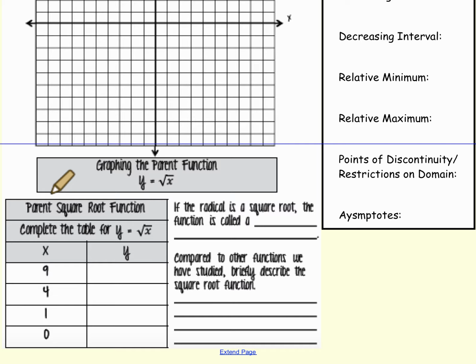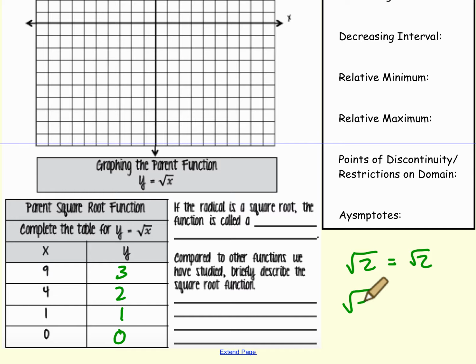So let's go ahead and look at that parent function's points. If I take the square root of 9, I get 3. If I take the square root of 4, I get 2. Square root of 1 is 1. Square root of 0 is 0. If I try to do the square root of 2, it's not that I can't, but I would need to use a calculator to come up with an estimate if I'm not too sure. I know it's pretty close to 1.4. So that's why I didn't use it as an input, but I could.